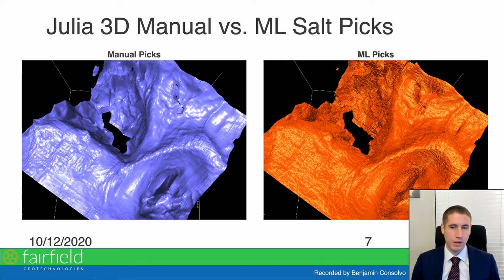Here are top-down views of the top of salt for the Julia survey. The left image is the manual picks of the top of salt horizon that were done over weeks to pick the top of salt in the whole survey. The right image is a top-down view of the machine learning picked top of salt, in orange. As you can see, the machine learning approach has predicted the salt with a very high accuracy as compared to the human picks.